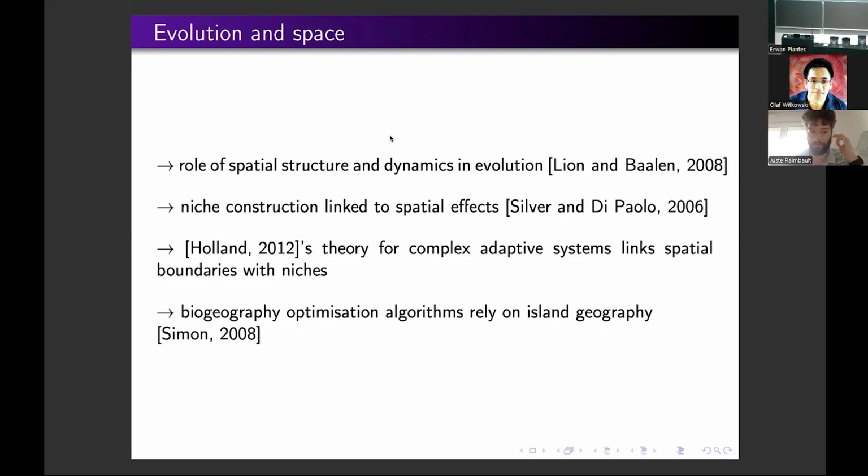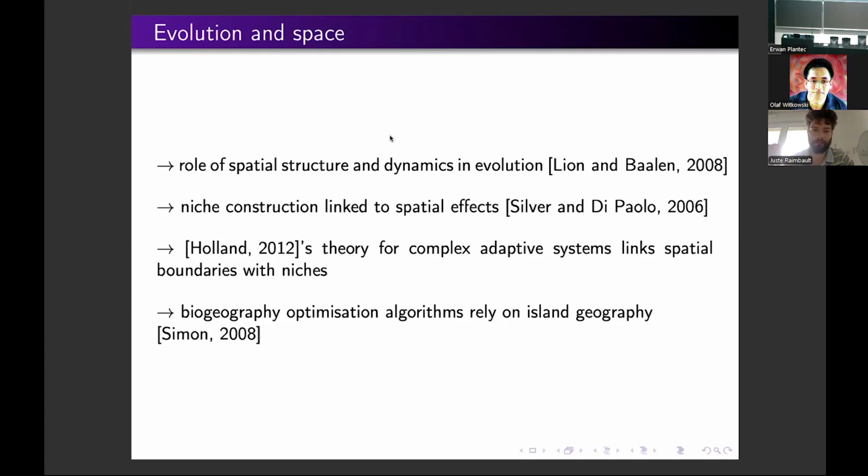And if you also think of the evolutionary niche, the initial definition of a niche is not necessarily spatial, so it's more the parameter space which allows the emergence of the species. But generally, the construction of the niche is linked to spatial effects.